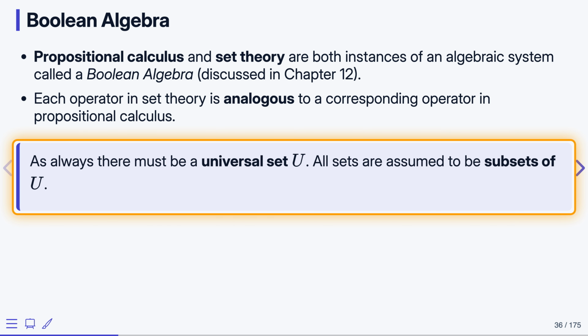And remember one rule that never changes. There is always a universal set, written U, and every set we talk about lives inside U. It is the box that holds everything under discussion.